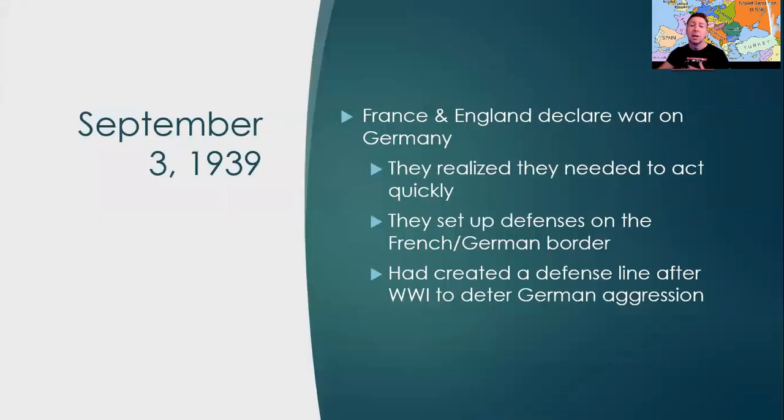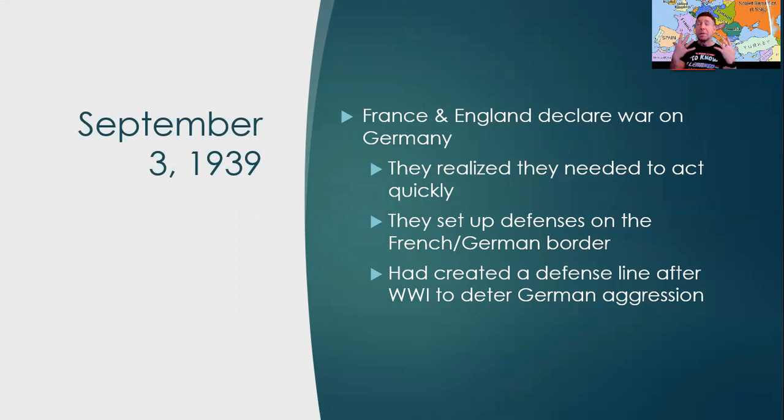So that happens on September 1st. By September 3rd, 1939, the French and the English see what's going on. They declare war on Germany very quickly, and they know that they're going to have to do some massive movement of troops very quickly.